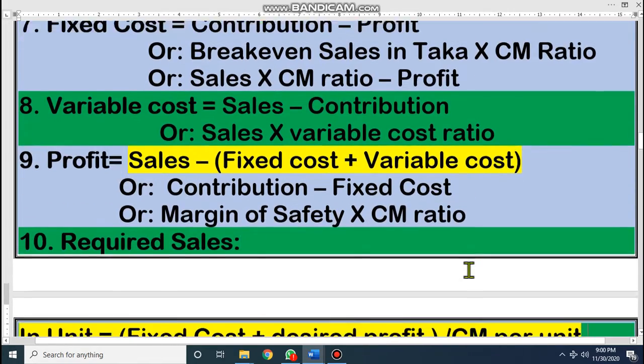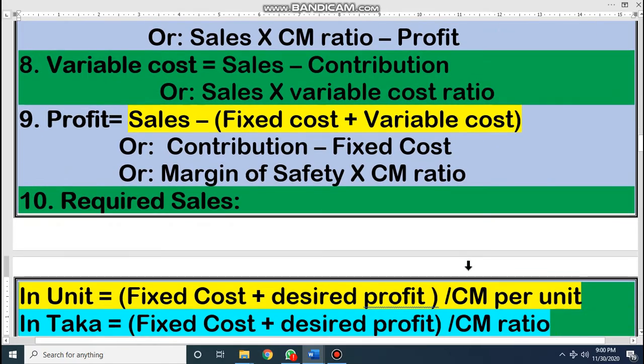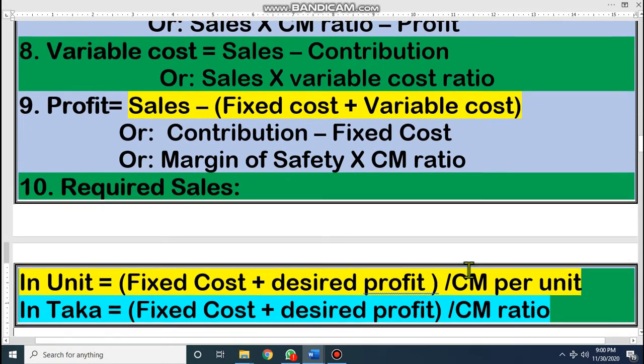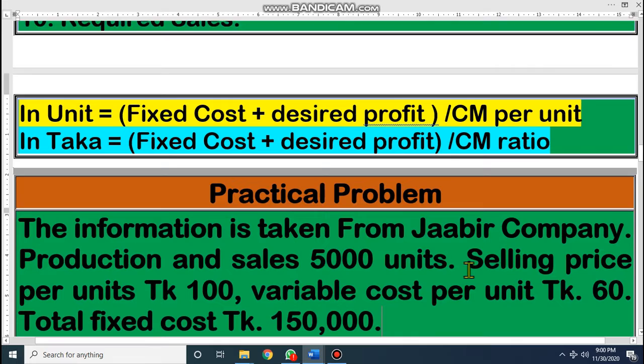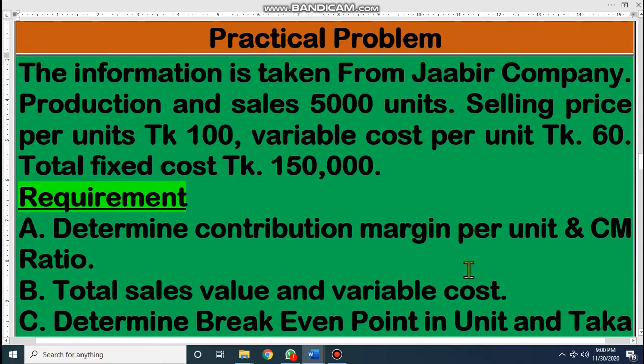Previous class I have discussed. This is our second lecture. In the previous class we only discussed these formula. Today we will do a math. Dear student, let's come to a practical problem.